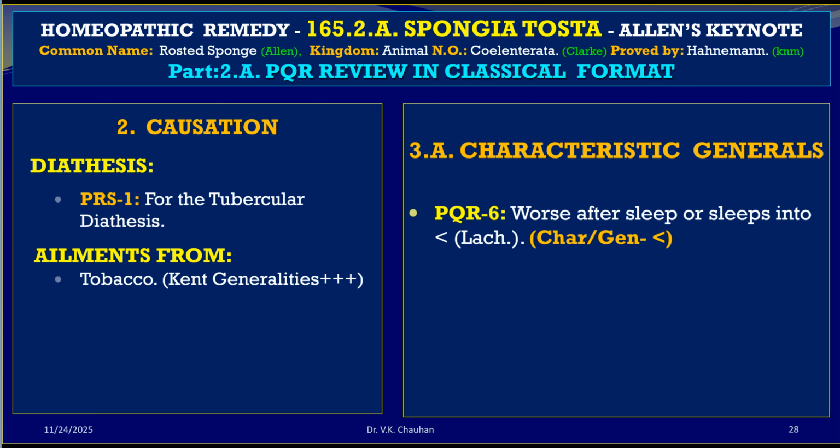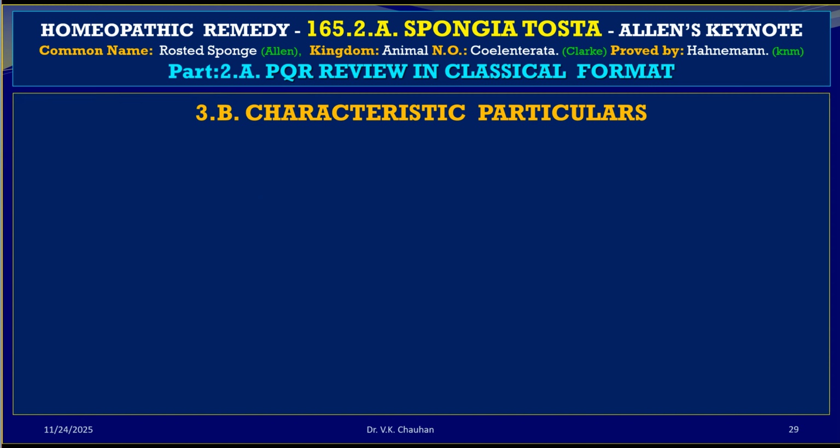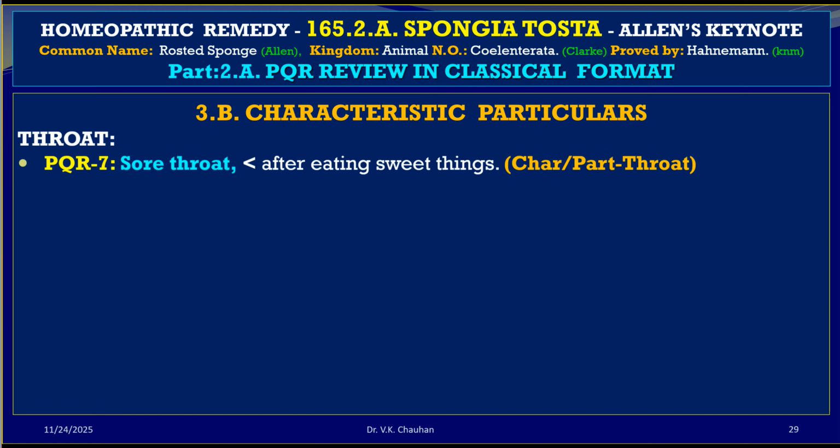Let us go to the characteristic generals, and there is only one symptom which fits into the characteristic general 3A. PQR6: worse after sleep, or sleep into aggravation, similar to Lachesis. This is the one generality I have, and the rest are the particular generals. 3B reminds us that we are going to see particular characteristics. So in particular characteristics, throat: above downwards we are going to travel. PQR7 tells us sore throat worse after eating sweets. Characteristic general, characteristic particular general, and location throat.